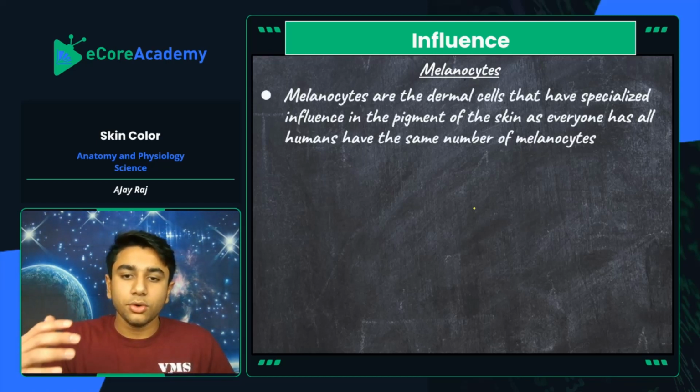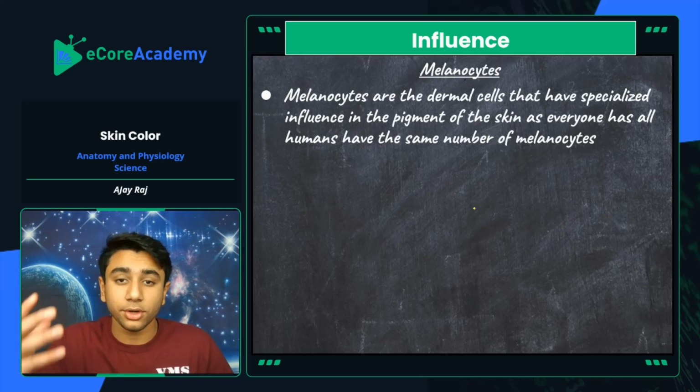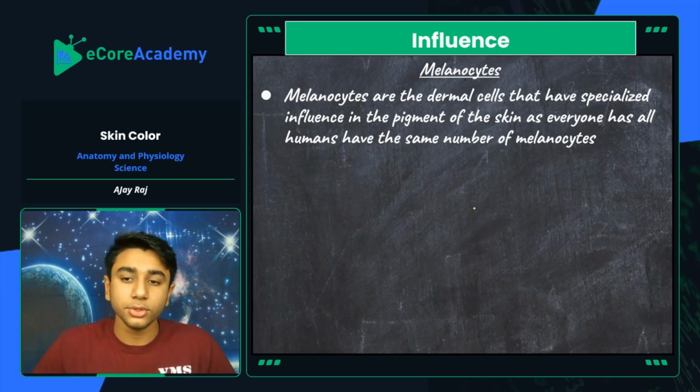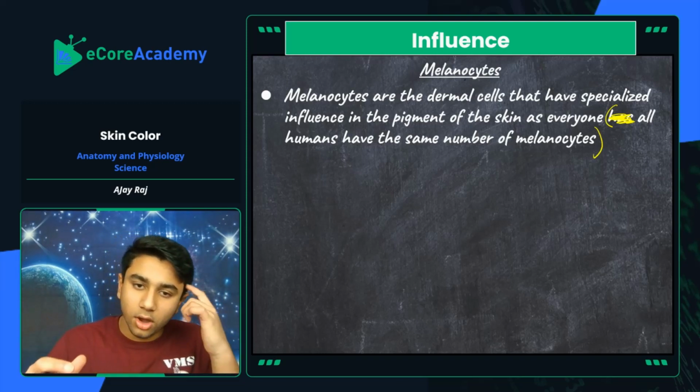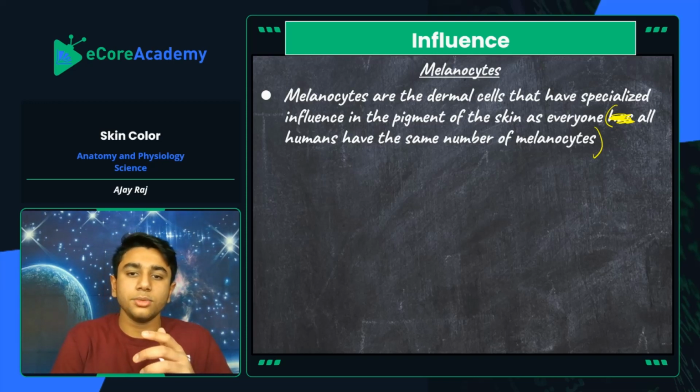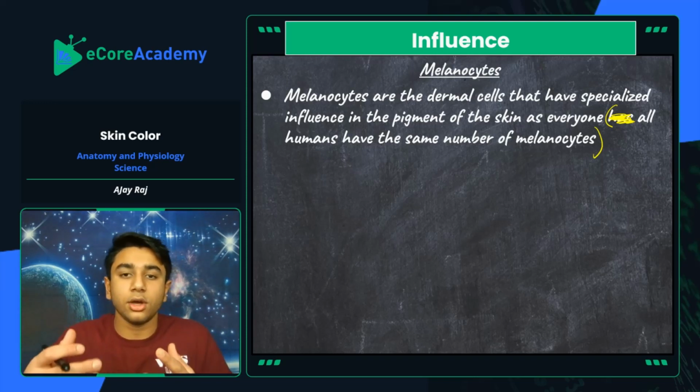So what are melanocytes? Melanocytes are your definition of pigmentation. They're exactly what give you your skin color definition, not just your color, but your tone, your overall tone and depth of color. Melanocytes are the dermal cells, meaning within the skin, that have specialized influence in the pigment of the skin. All humans have the same exact number of melanocytes. So that does not necessarily define your skin color and what skin tone you have.